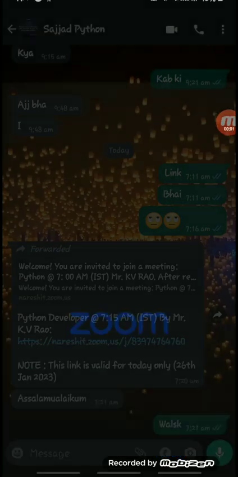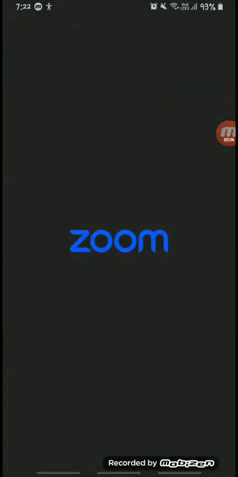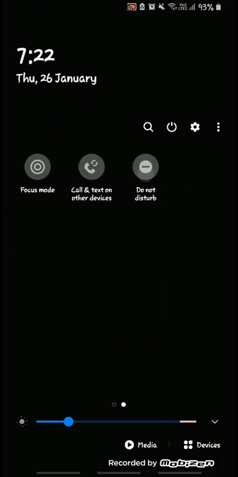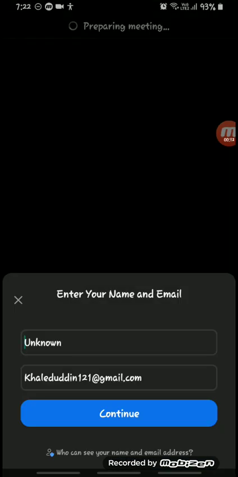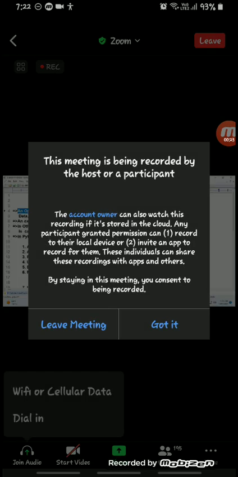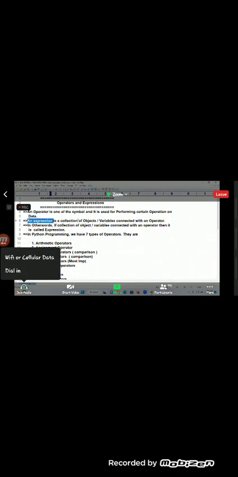So we have seen about operators and expressions. As a part of it, we have already completed the first operator, the assignment operator, and the arithmetic operator. So what is an operator? It is used to perform a certain operation on the given data. An expression is a collection of objects or variables connected with an operator, right?